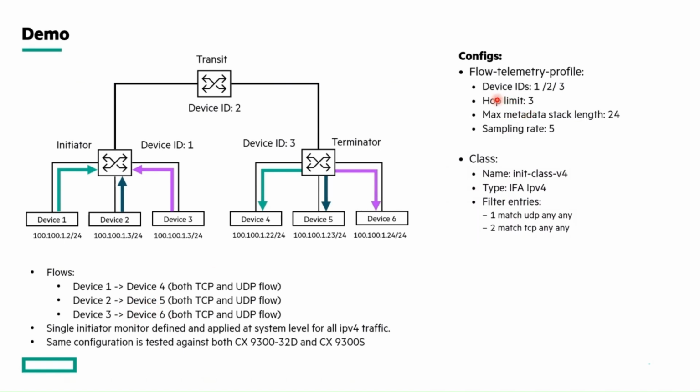My current configs include device IDs of 1, 2, and 3, a hop limit of 3, a maximum data stack length of 24, and a sampling rate of 5, which means 1 out of 5,000 packets will be sampled for my demo setup. This is the class definition I have defined. I have defined one initiator class with IPv4 type, and the filter class entries include 1, match UDP from any source to any destination, and 2, match TCP from any source to any destination. So let's look at this demo.